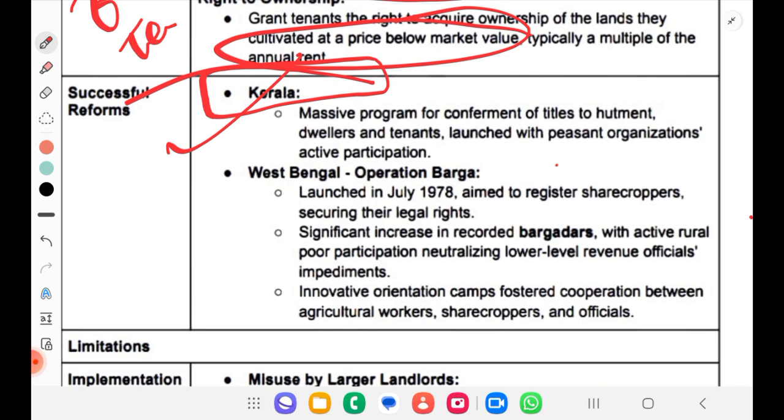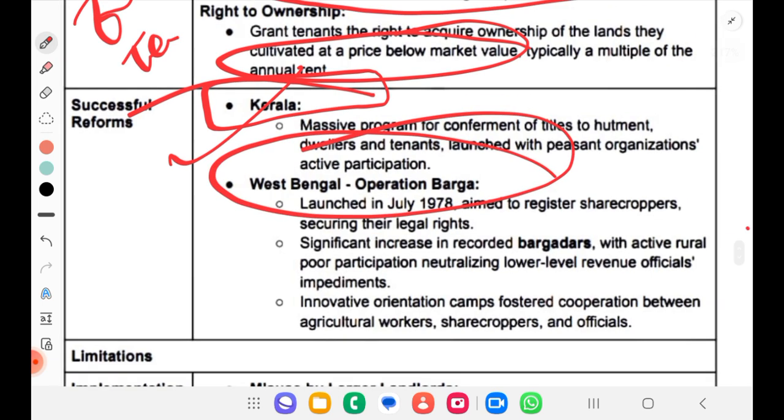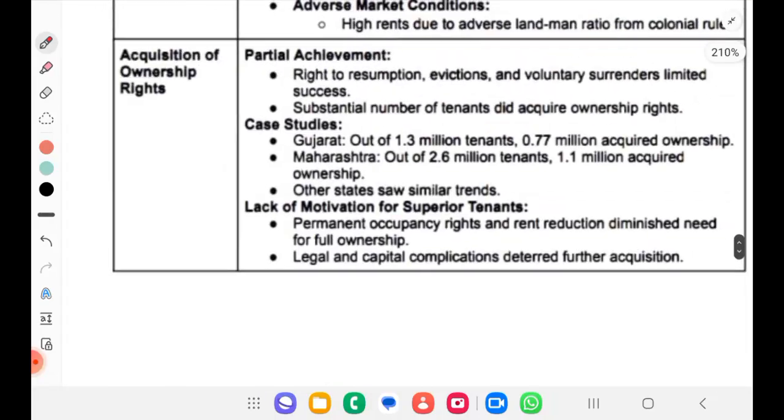So Operation Barga. These were the success stories also. We have success stories.